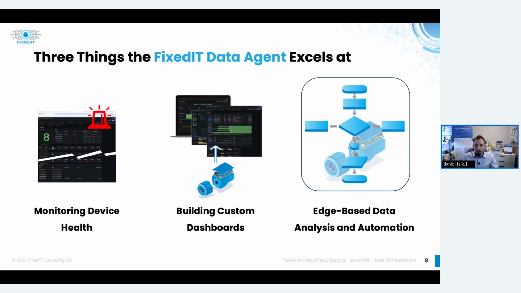So the three things that the FixIt Data Agent excels at is monitoring device health. So this is the built-in functionality that it does out of the box when you install it. It collects a lot of system health metrics from your camera, such as CPU, memory utilization, flash usage, what AXIS OS is running, different processes, how much memory each process is consuming, and so forth. And a lot of network statistics also. So with this, you can monitor what is the health of the device.